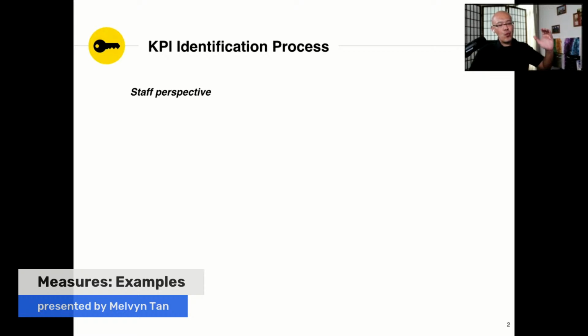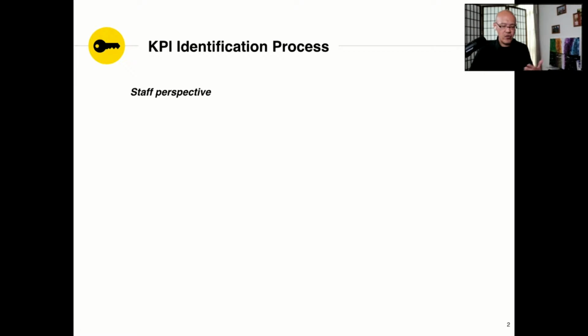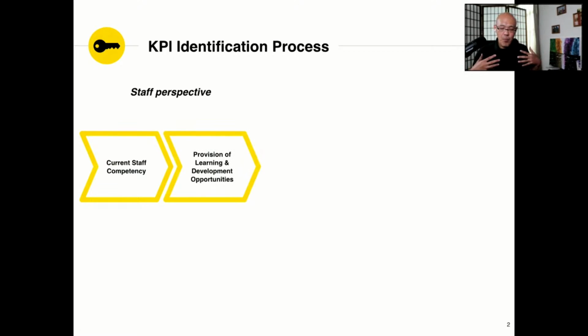Now, the way I guide the schools when it comes to writing KPIs is the following. I always get them to focus on a process, and the process goes something like this. First and foremost, if you're a staff developer, I would get you to look at the current level of competency of your staff. Once we have that, we can ascertain what learning and development opportunities you would need to put in place to help them attain the desired level of staff competencies.